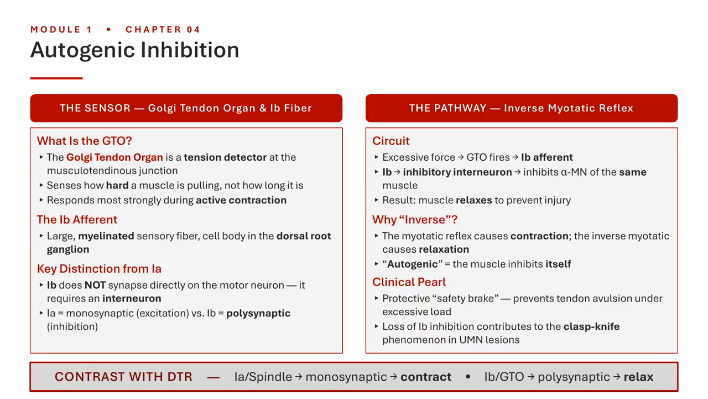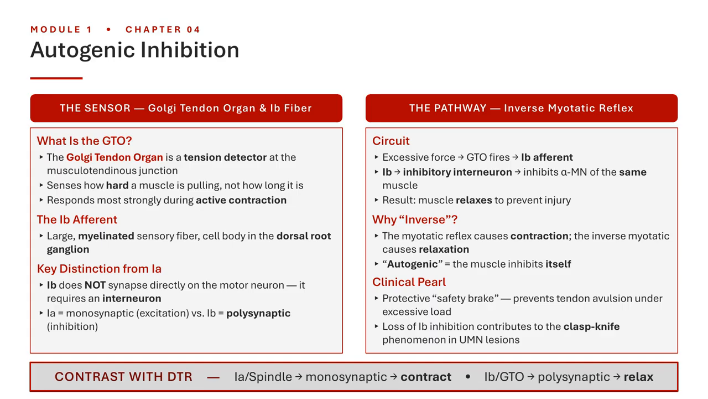Now, the inverse myotatic reflex, autogenic inhibition. This reflex depends on a completely different receptor, the Golgi tendon organ, or GTO. The GTO is located at the musculo-tendinous junction, arranged in series with the muscle fibers, meaning it senses tension rather than length. It doesn't care how long the muscle is, it cares how hard it's pulling. The sensor here is the IB afferent fiber, also large and myelinated, but distinct from the IA.